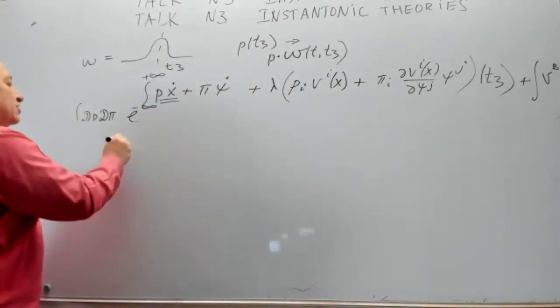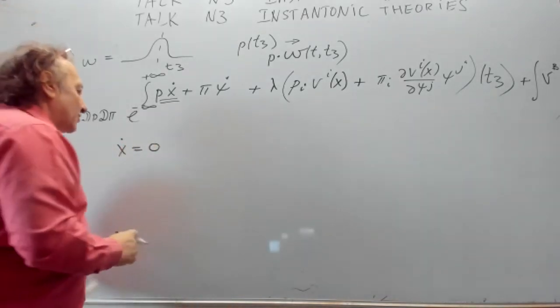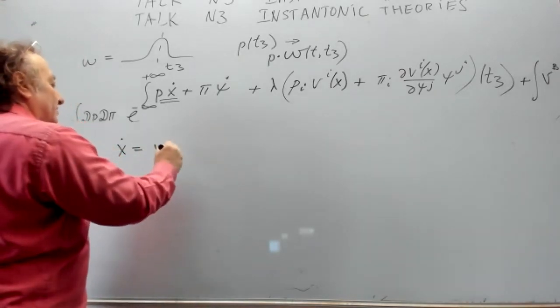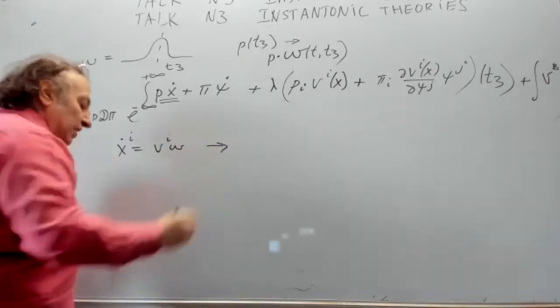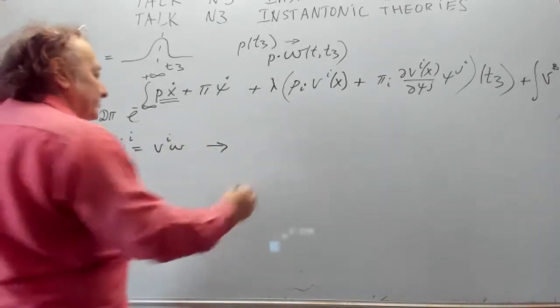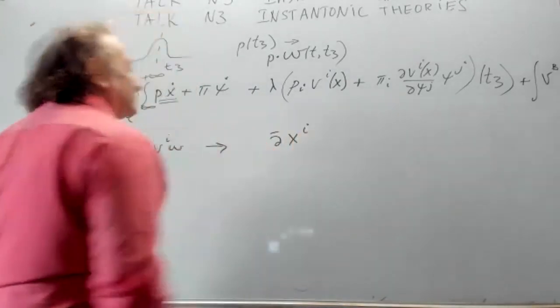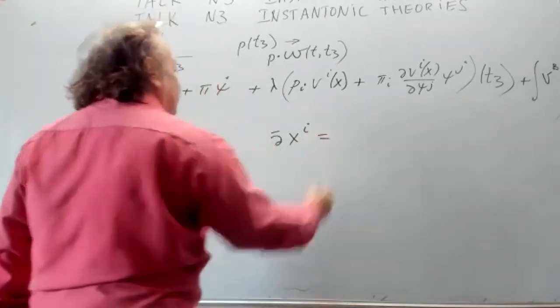So the main equation, x dot goes along the trajectory of the vector field, is replaced by the holomorphicity equation. That is, of course, perturbed.